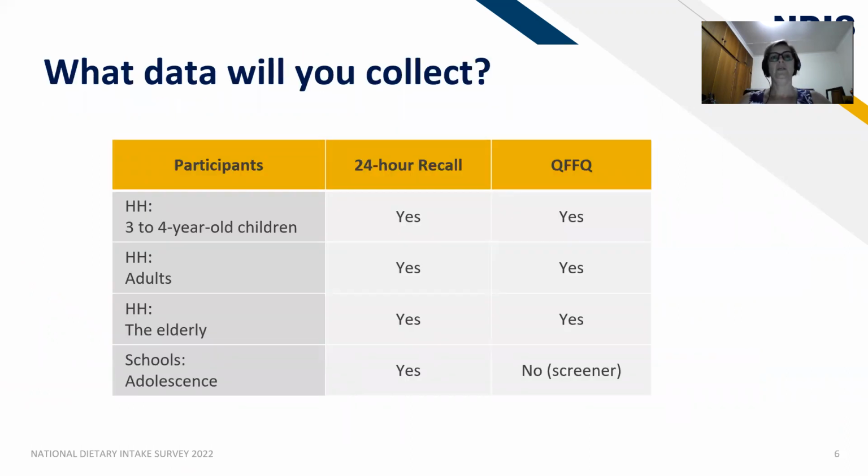Then what data will you be collecting? So we are doing a 24-hour recall and then a QFFQ, the Quantified Food Frequency Questionnaire, which is only on the last 7 days intake. The participants we're doing the 24-hour recall on, as you can see, are the children 3 to 4 years old, adults, the elderly, and then also the adolescents at school level. The Quantified Food Frequency Questionnaire we will do on the adults and the elderly only, sorry, not on the 3 to 4 year old children. The school children will be using a screener and not the QFFQ.